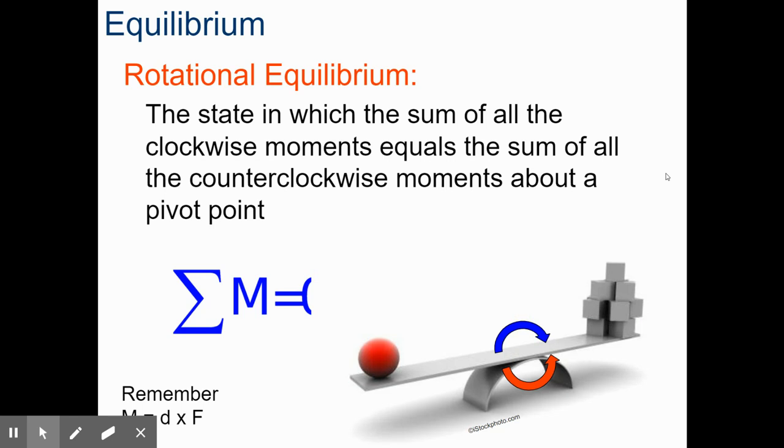Rotational equilibrium is the state in which the sum of all the clockwise moments equals the sum of all the counterclockwise moments about a pivot point. So the sum of the moments must also equal zero. Okay, that's a zero there.